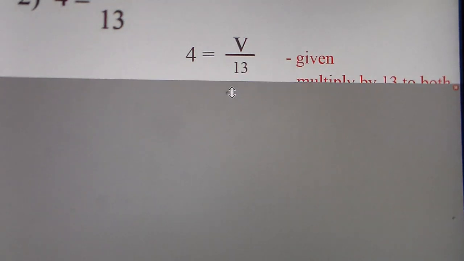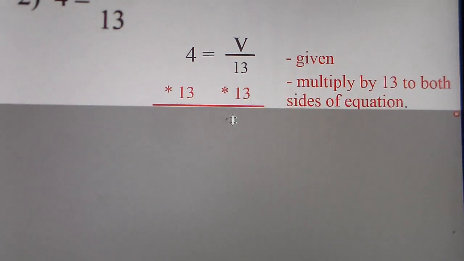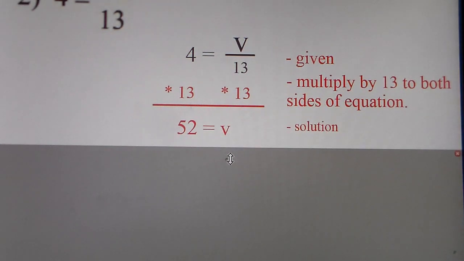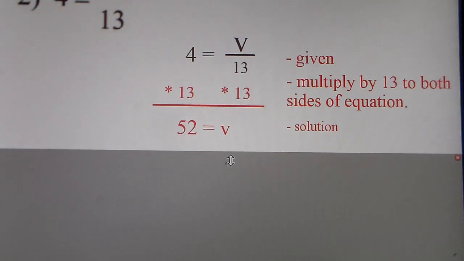Problem number 2. We have 4 equals v divided by 13. Right here on the side, that's what's given to us. So what we need to do is multiply both sides of the equation by 13. And then we get v equals 52, and that's our solution.